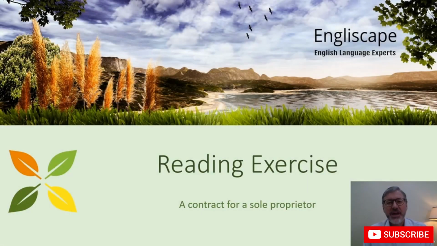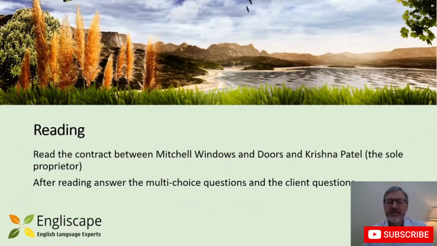Now, let's try the first reading exercise for this unit. It's a contract for a sole proprietor. Read the contract between Mitchell Windows and Doors and Krishna Patel. Krishna is the sole proprietor. After reading the contract, answer the multiple choice questions and the client questions. You will find them online or in a PDF in this section.